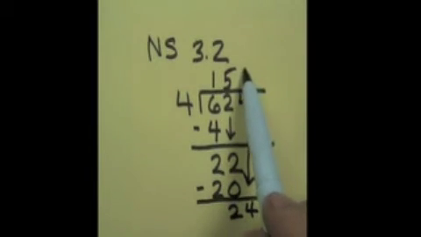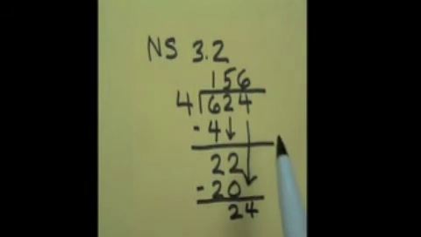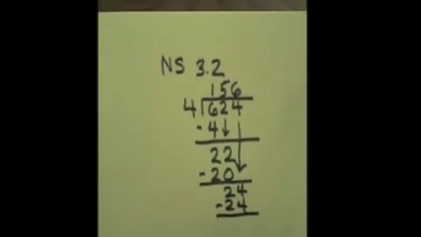How many times does 4 go into 24? 6 times. 6 times 4 is 24. Ready to subtract. And 24 minus 24 is 0. There's no remainders. So that's the answer, 156.